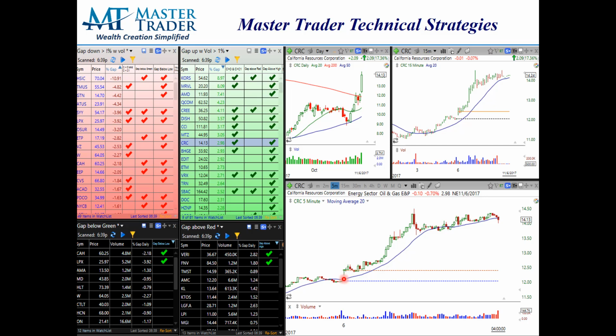The bottoming tail was a signal, and the entry point could have been taken at that point. You need to put your stop under here and then wait to see how this develops. And this was a secondary entry point, very bullish, where it moved up and then consolidated sideways and then took off from there.